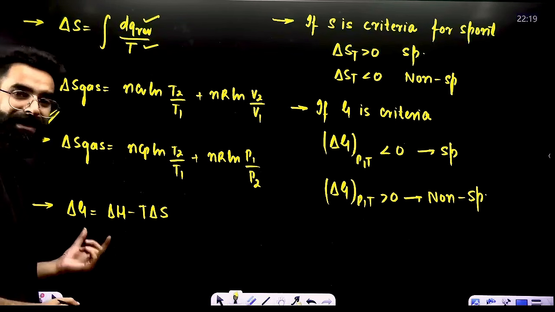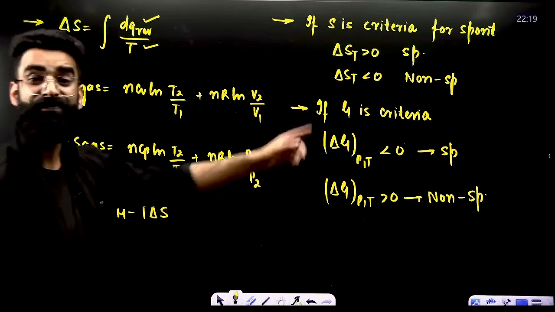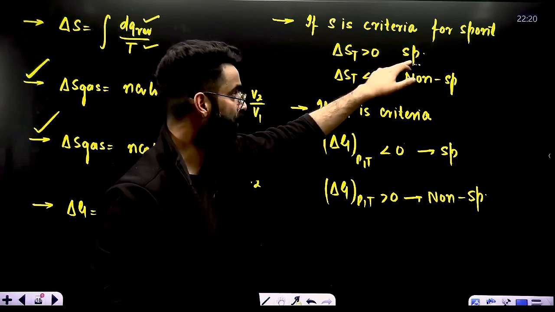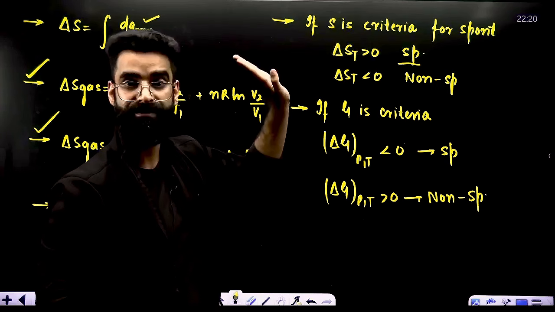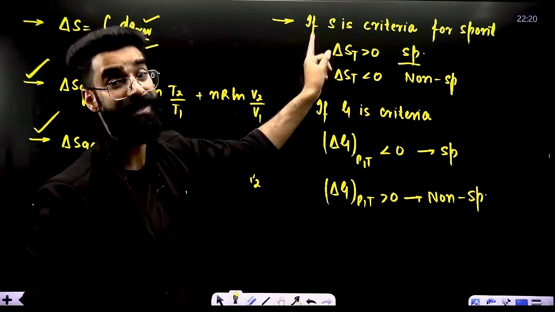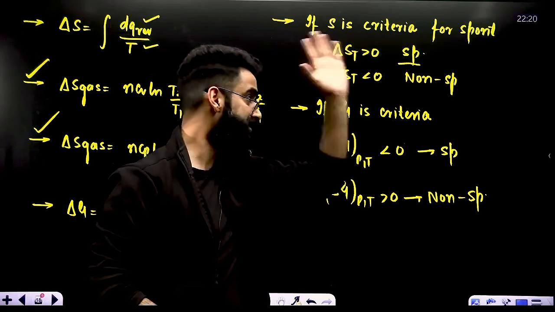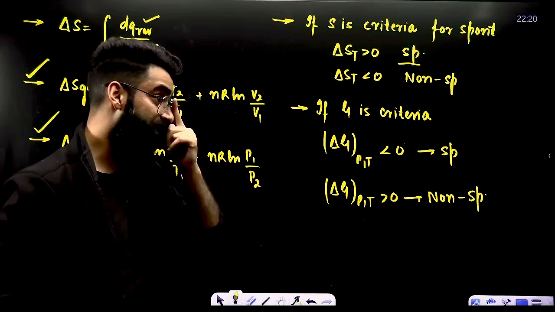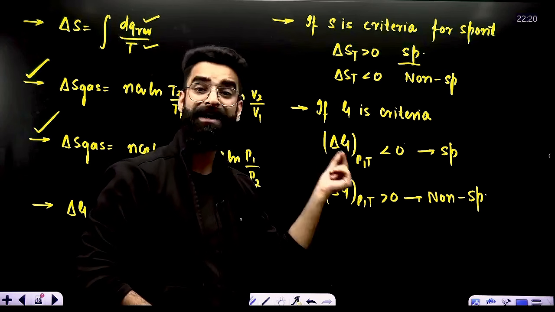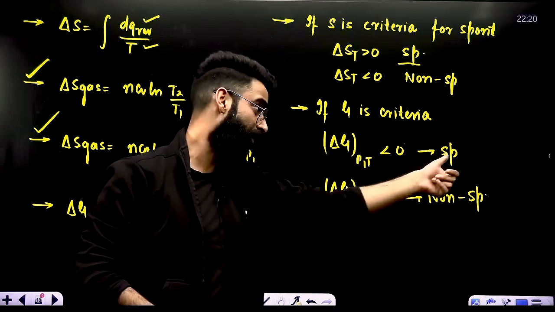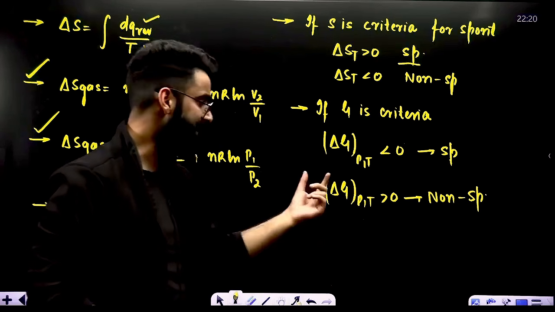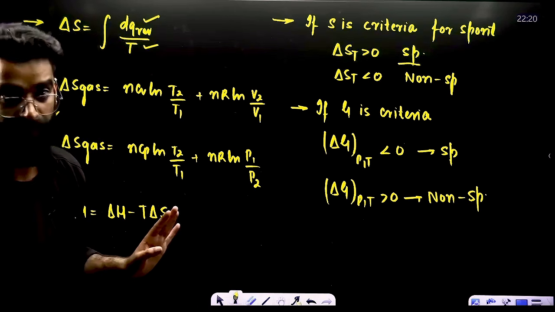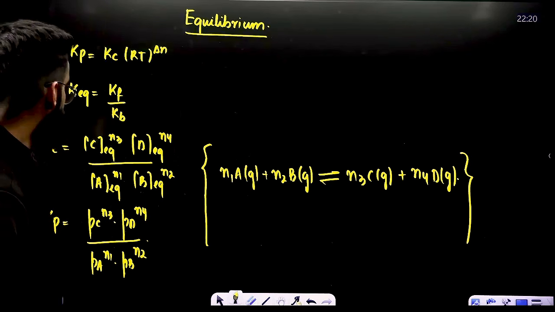Similarly, delta G is equal to delta H minus T delta S. If entropy is the sole criteria of spontaneity, then for the process to be spontaneous, delta S total has to be greater than 0. That means delta S system plus delta S surrounding has to be greater than 0. If delta S total is less than 0, non-spontaneous. If Gibbs free energy is the criteria for spontaneity, at that point of time, I can say delta G for the system at constant pressure and temperature has to be negative, then only the process will be spontaneous. Similarly, if delta G for the system at constant pressure and temperature is greater than 0, we say the process is non-spontaneous. I believe it's again clear to every one of you.